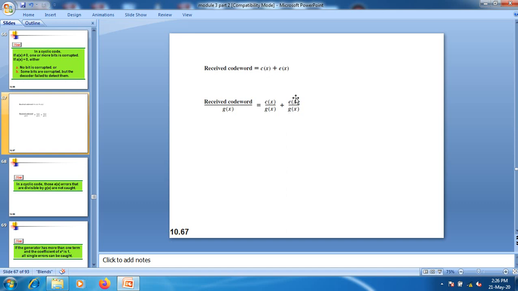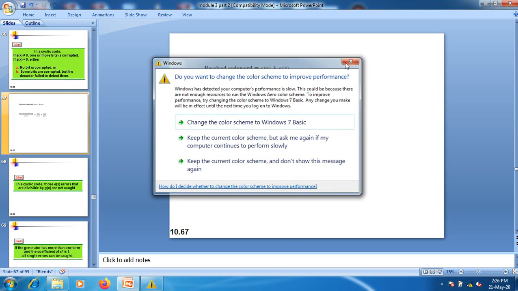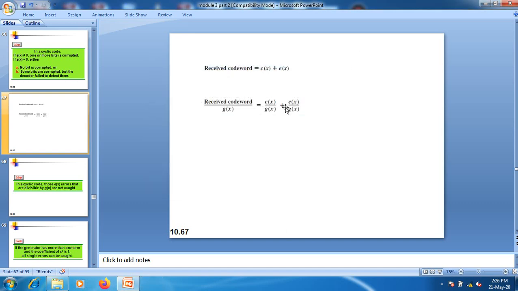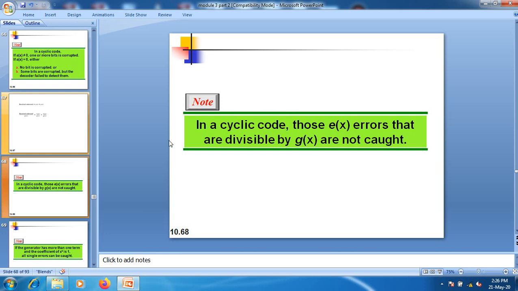If g of x divides this e of x term completely, in that case we may not be able to detect the error here. If g of x does not divide this e of x completely, in that case we can easily detect the errors here. In a cyclic code, those e of x errors that are divisible by g of x are not caught here.